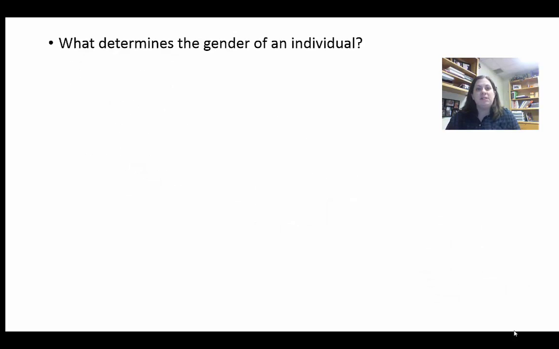All right, what determines the gender of an individual? Well, the gender of the individual, guys, is determined by the sex chromosomes. The sex chromosomes, if it's an XX, it's a female. If it's an XY, it's a male. Now, remember, the Y is maleness. So if the individual has just 1 X, they would be considered female.